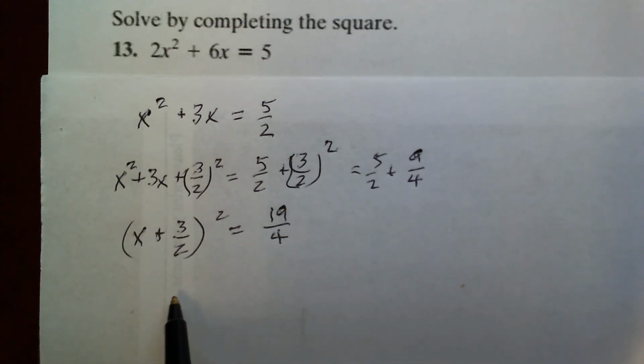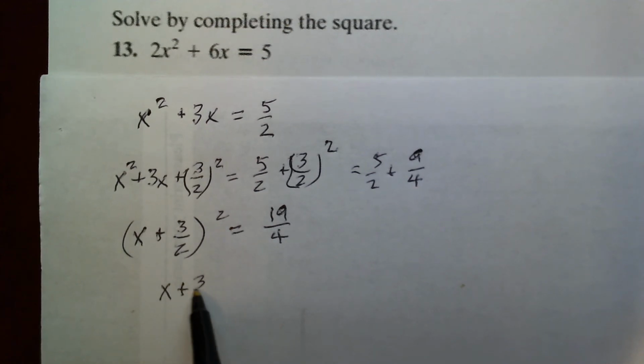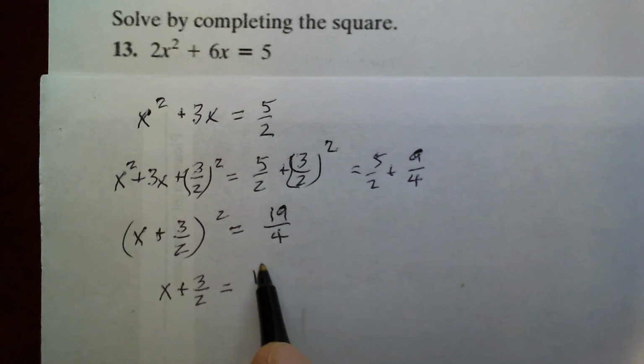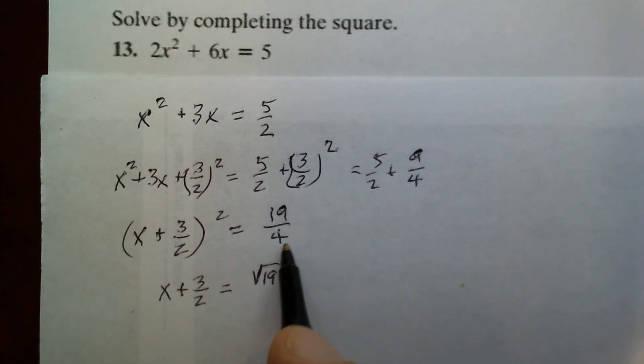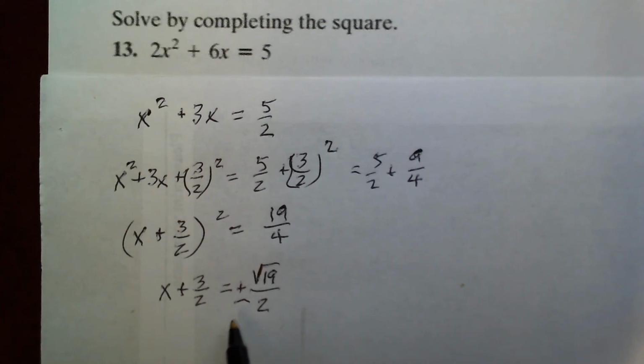So now we take the square root on both sides. So then x plus 3/2 equals plus or minus the square root of 19, and the square root of 4 is equal to 2. And now we subtract 3/2 on both sides to isolate x. So x equals minus 3/2 plus or minus the square root of 19 divided by 2.